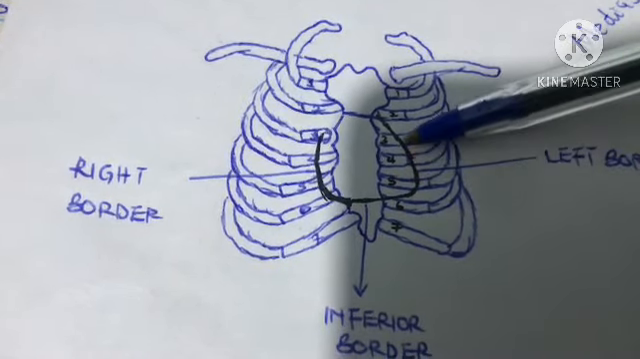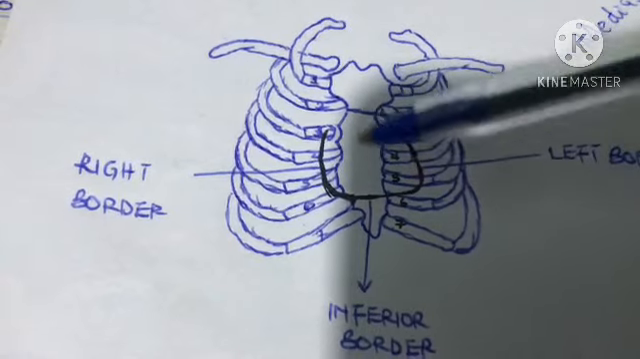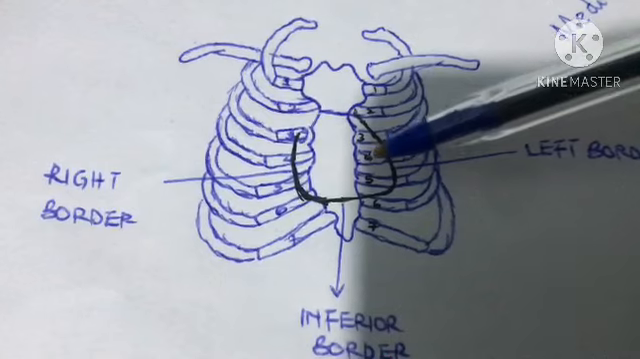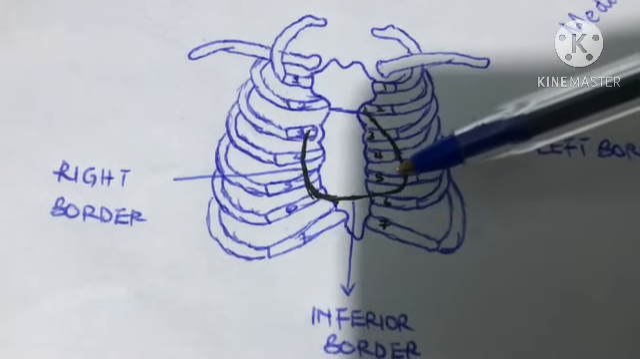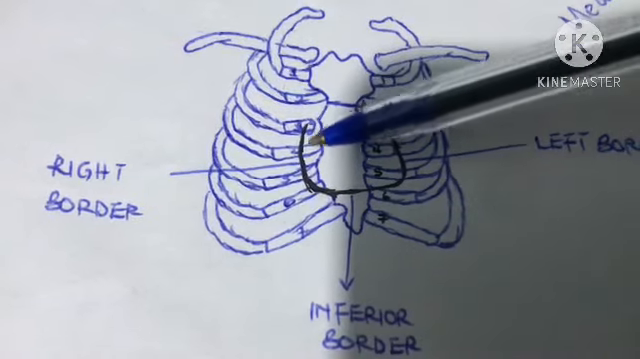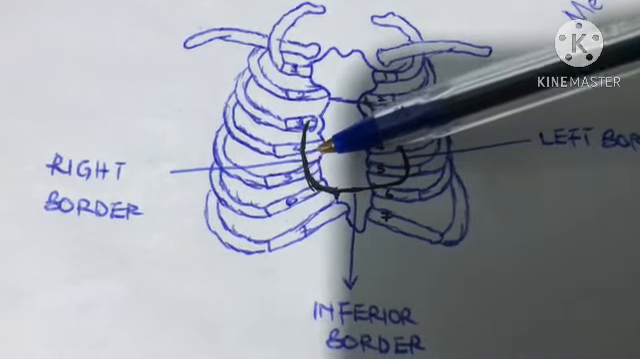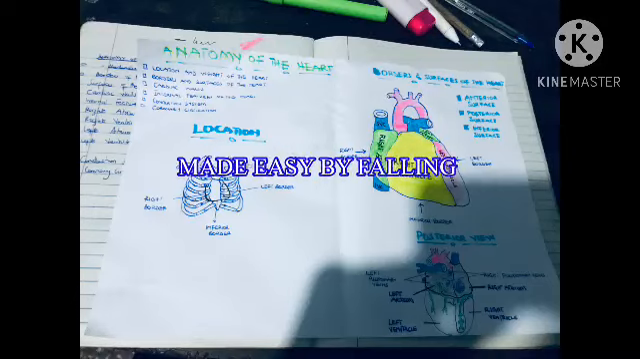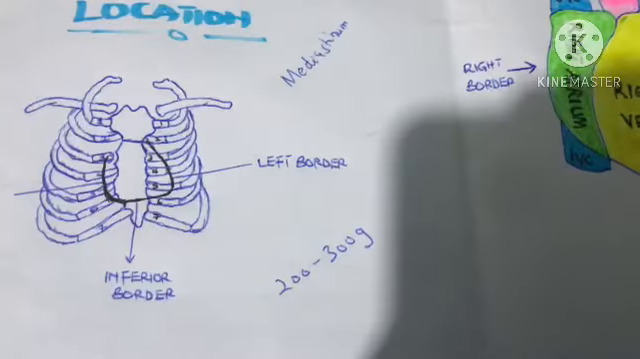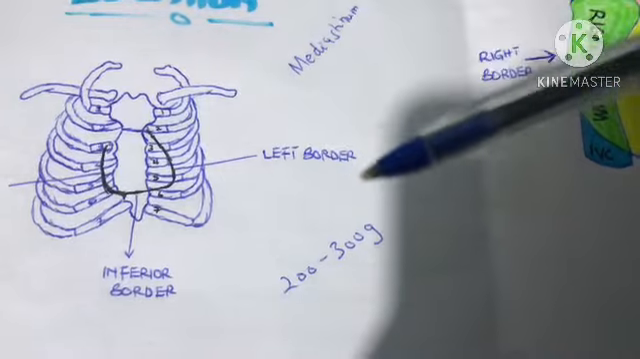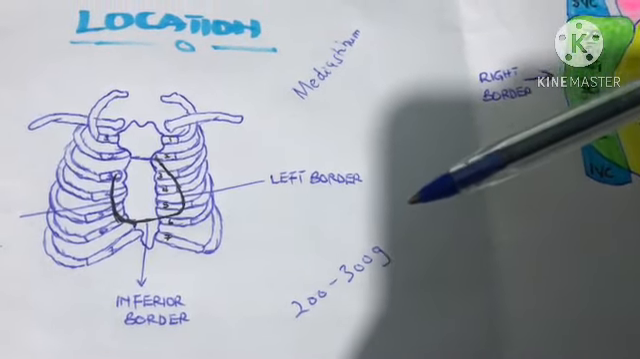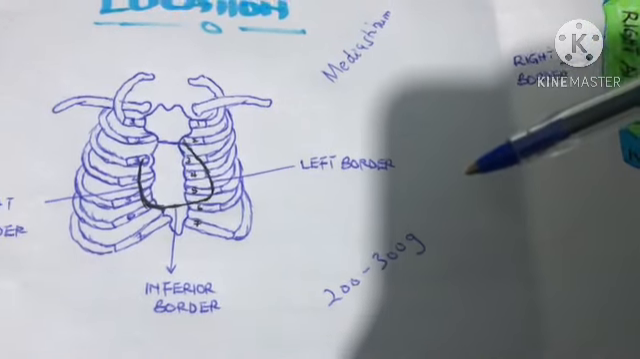So this is actually the main location of the heart. And when you look at the heart, you can see that most of its part is on the left side. So we say that 2/3 of the heart is on the left side and 1/3 is on the right side. Also, averagely, the heart weighs from 200 to 300 grams, and it is heavier in males than in females.